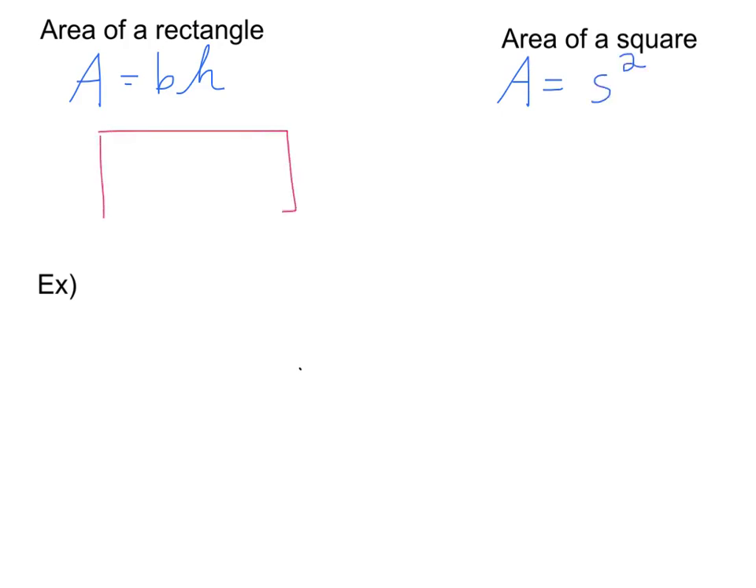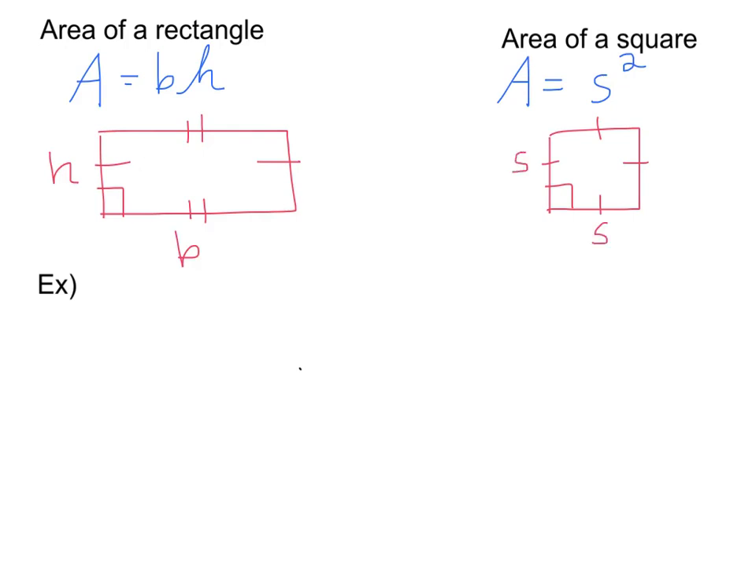So again, here's my rectangle. We know opposite sides are congruent. Here would be my base, and perpendicular to that would be my height, and I can multiply them together just like on the previous slide. Now let's say I had a square. Well, the base and the height are the same, so let's say I call the base S. The height is also S, so if I multiply base times height, treating this as a rectangle, I have S times S. And we know that anything times itself is written as squared.